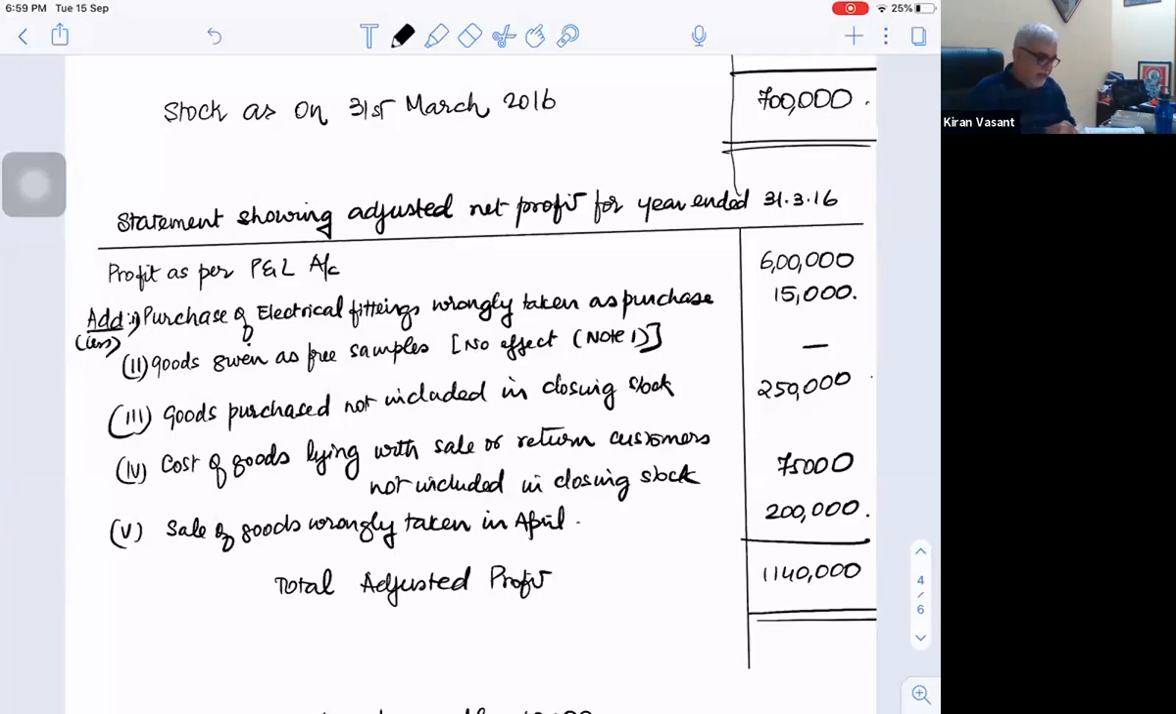Yes, Rachel, they have given us the GP margin to confuse us. GP margin is applied on the sales price. If they tell you that goods were taken on a sale or return basis and the selling price was so much, then you apply the GP. They are trying to confuse you. Don't get confused. You have to talk only about cost of goods. Okay, ma'am? Yes, sir.